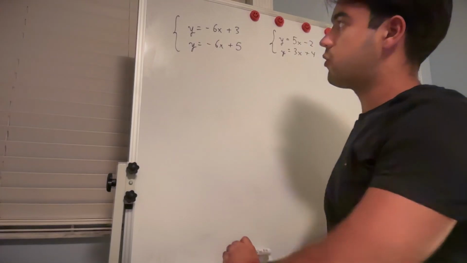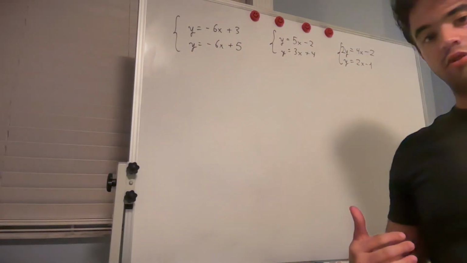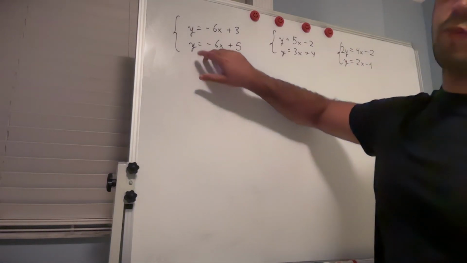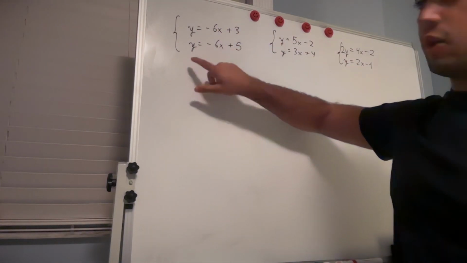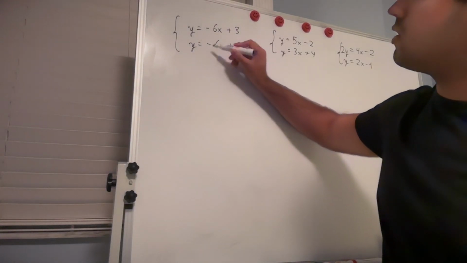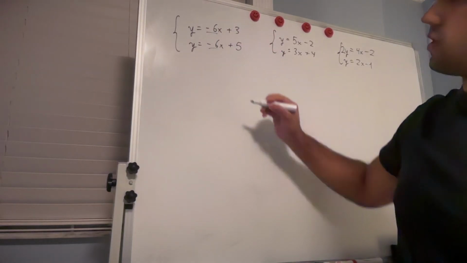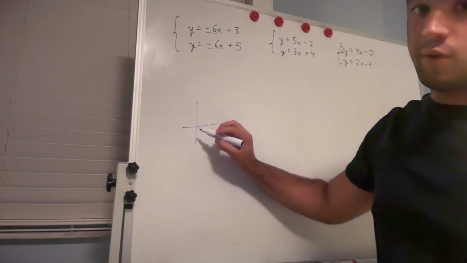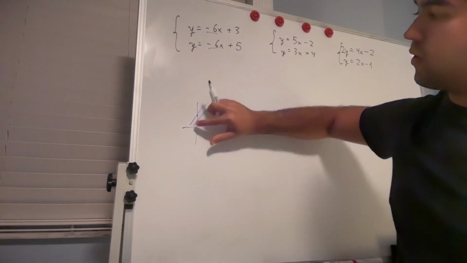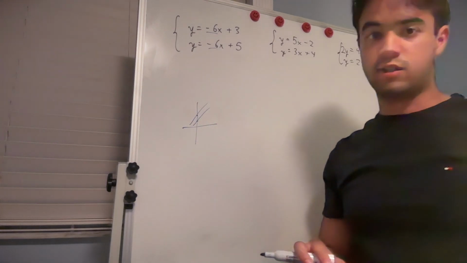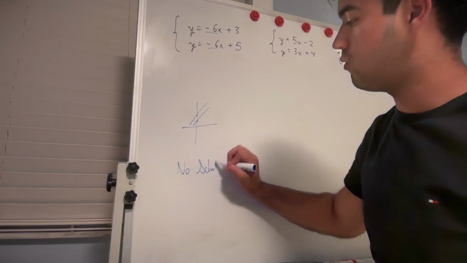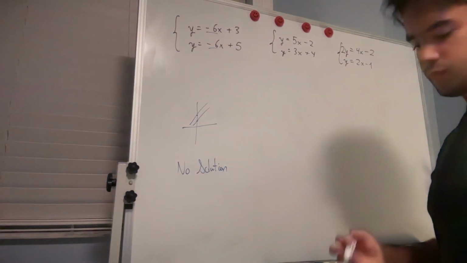So the last thing I'll be showing you is how to determine the amount of solutions to a two-variable linear system. In our first case here, we have y equals negative 6x plus 3, and also y equals negative 6x plus 5. Notice that they have the same slope, but different y-intercepts. So on a graph, that would look like 3 and 5, and then the same slopes. Notice that they're parallel lines, meaning they'll never intersect. So the amount of solutions for this linear system is 0, or no solution.